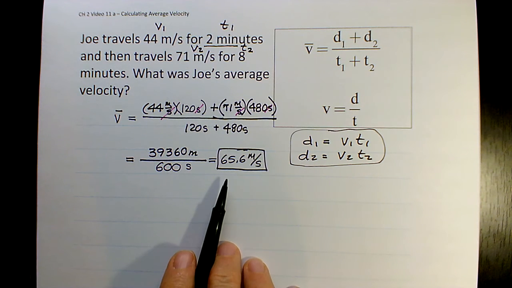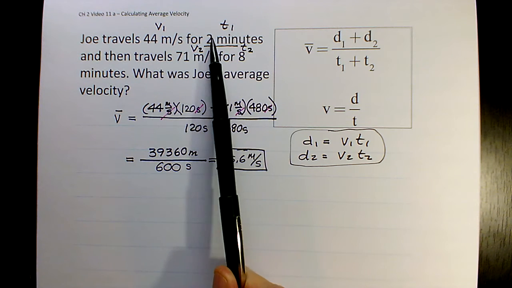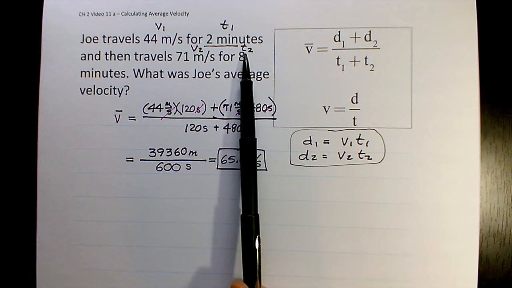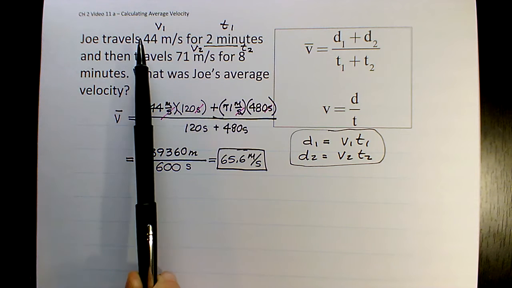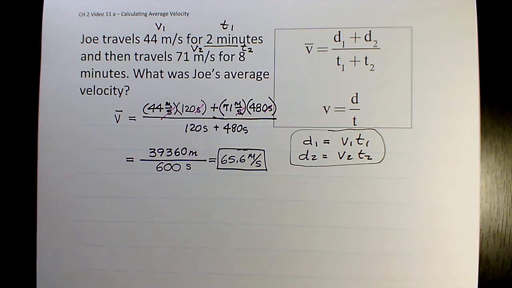And this is an example of a weighted average. The thing that weights it is the fact that Joe travels at 2 different velocities for 2 different times. So the only time it would be the simple average, where you add 44 and 71, would be if the 2 times were equal.